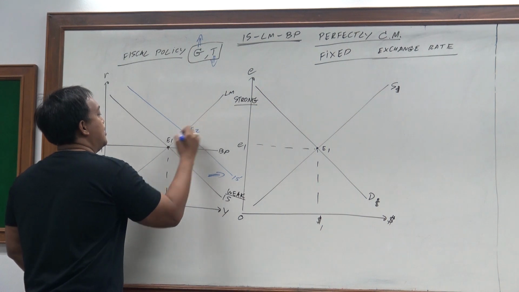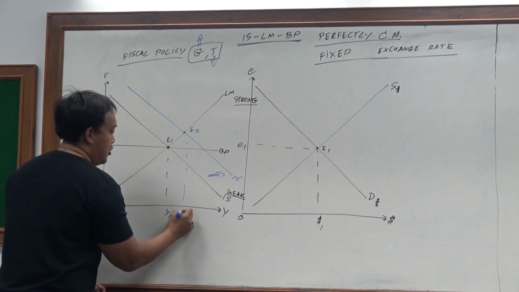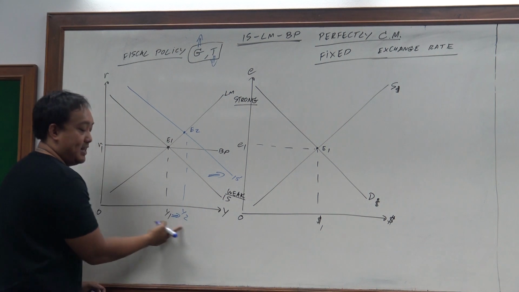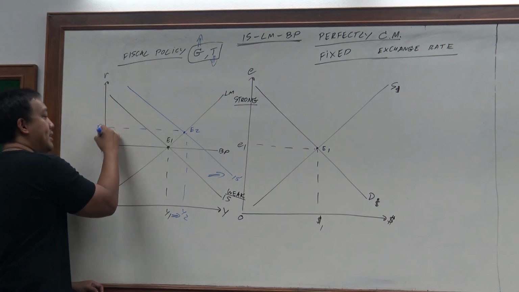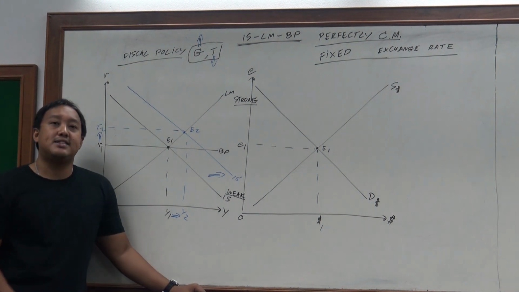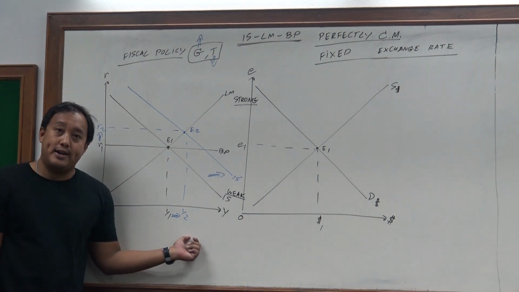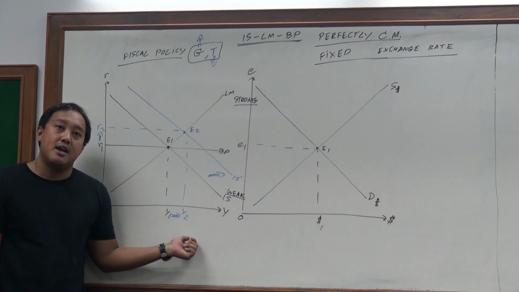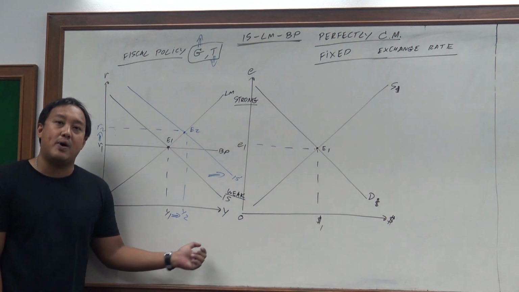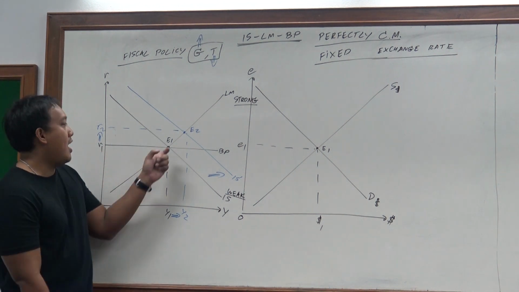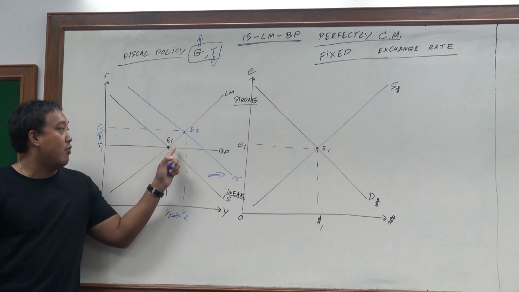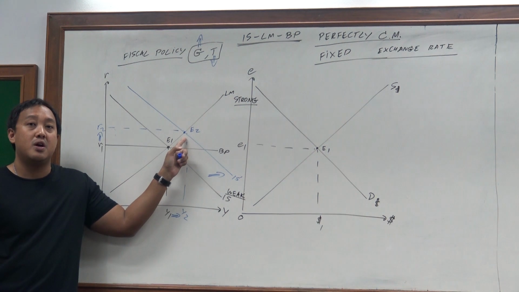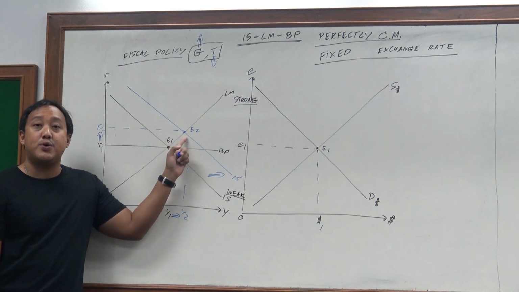The equilibrium point moves from E1 to E2. GDP increases from Y1 to Y2. Quite good, right? The real interest rate increases from R1 to R2. In the first stage, it's quite good. It worked very well in the first step because GDP increased from Y1 to Y2. However, the equilibrium point moved from E1 to E2.